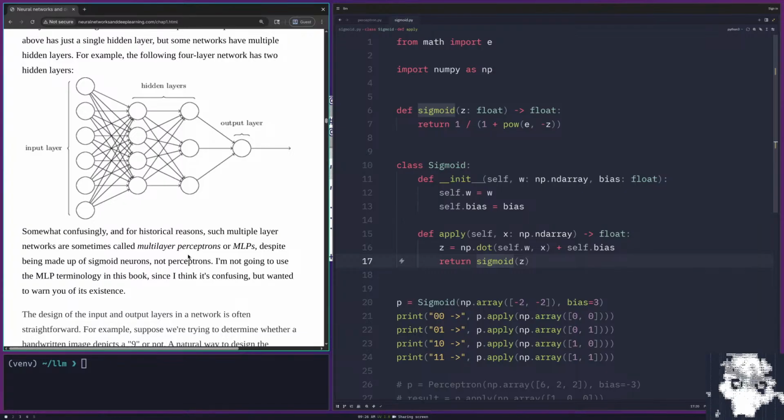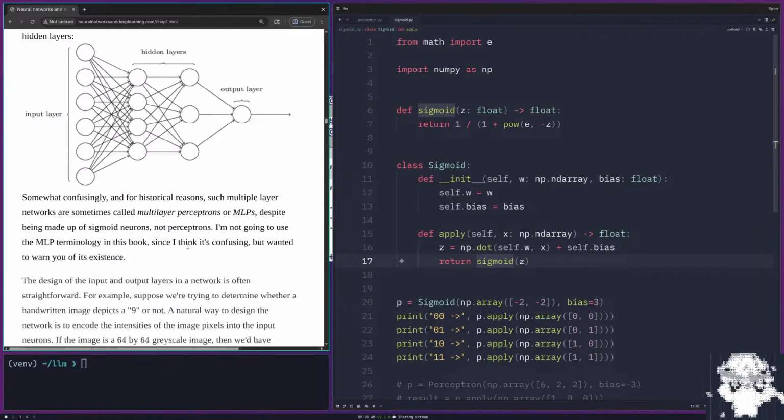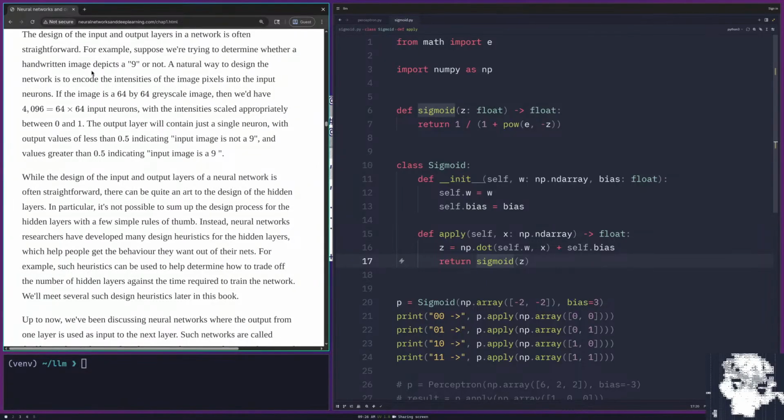I'm not going to use the MLP terminology of this book, since I think it's confusing, but I wanted to warn you of its existence. The design of the input and output layers in a network is often straightforward. For example, suppose we're trying to determine whether a handwritten image depicts a 9 or not. A natural way to design the network is to encode the intensities of the image pixels into the input neurons. If the image is a 64 by 64 grayscale image, then we'd have 4096 equals 64 times 64 input neurons, with the intensities scaled appropriately between 0 and 1. The output layer will contain just a single neuron, with output values of less than 0.5 indicating input image is not a 9, and values greater than 0.5 indicating input image is a 9.